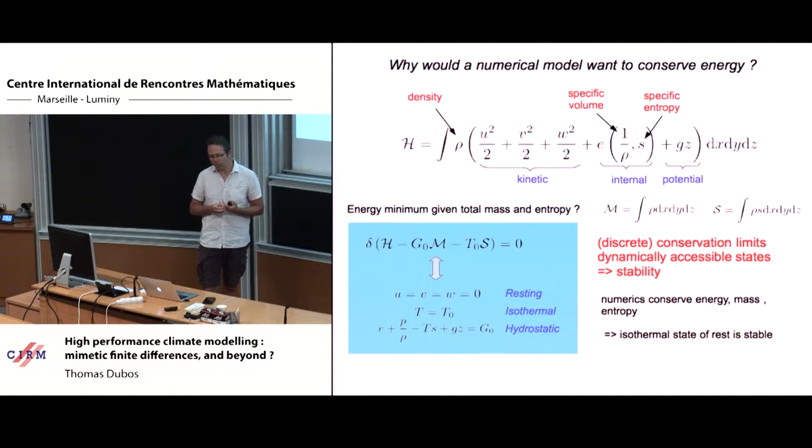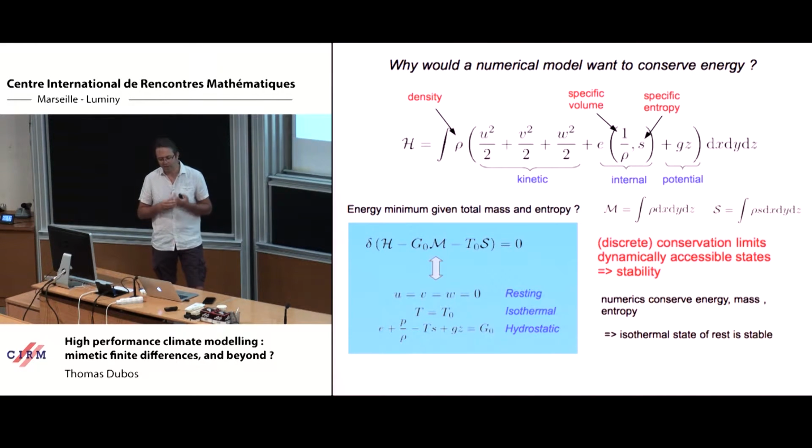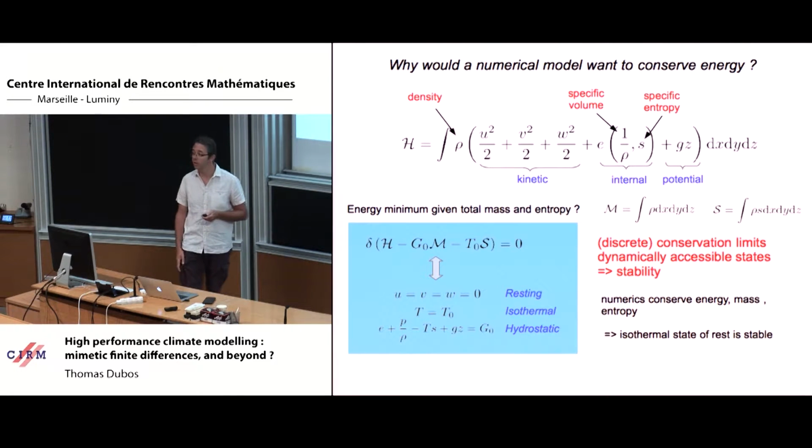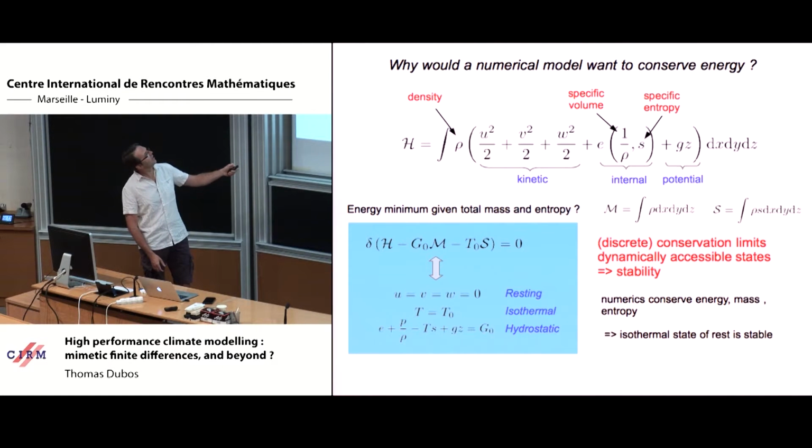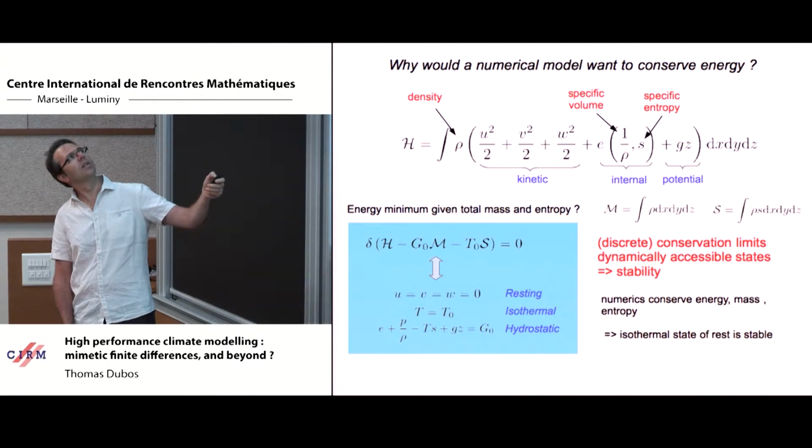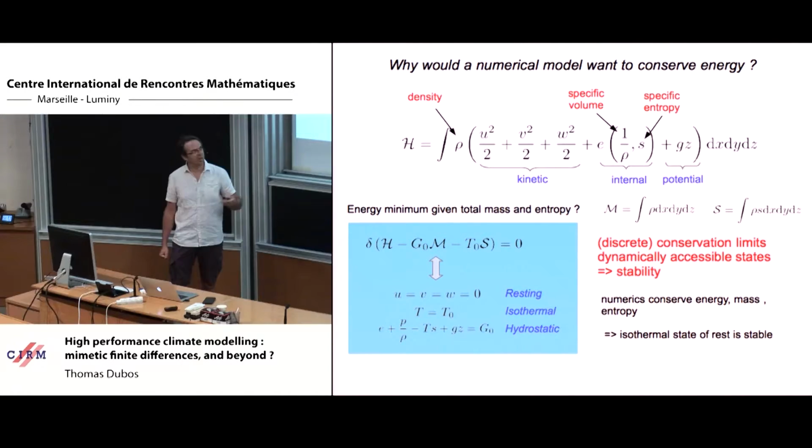But also from a purely numerical point of view, I think it's interesting to stress that if you conserve energy, which is a convex function of the prognostic variables, then you gain some stability guarantees. That's energy: kinetic, internal, potential. Typically we'll prognose rho, u, and s, and this is all convex. So you have a convex functional, and it's conserved. If you are close to a minimum, you should stay close to that minimum.